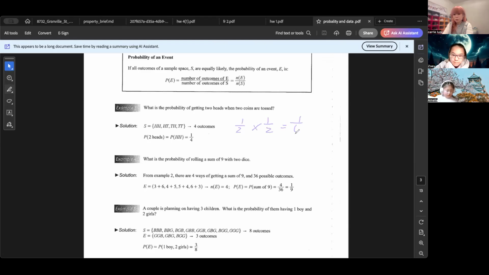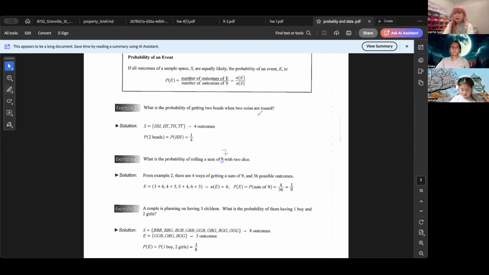So it's 1/4. Okay? So let's take a look at this one. What is the probability of rolling a sum of 9 with 2 dice? Okay, so 9 is a very complicated number. If your question was, what is the probability of getting the sum of 7, that will be totally different.